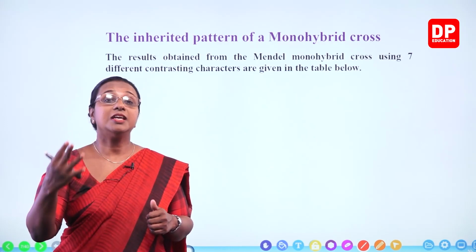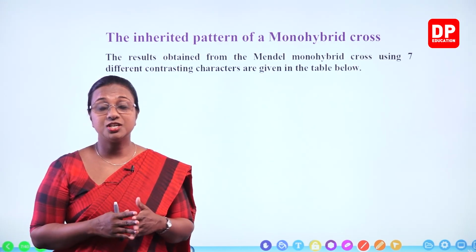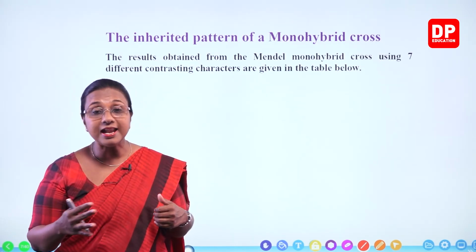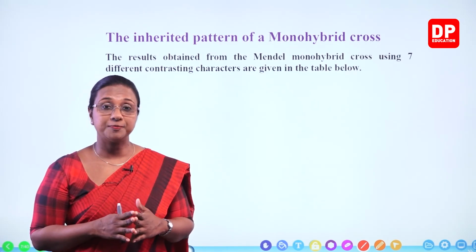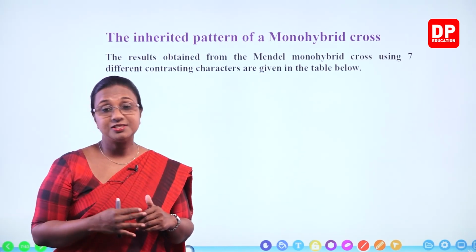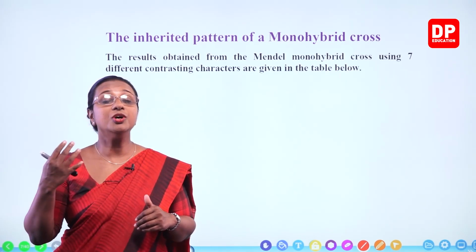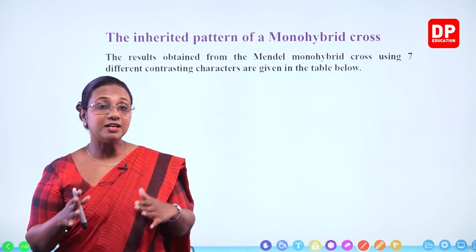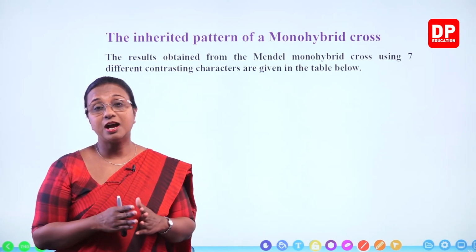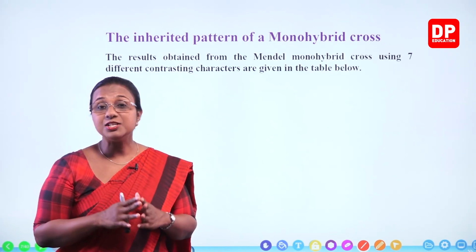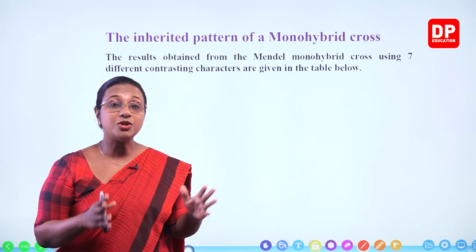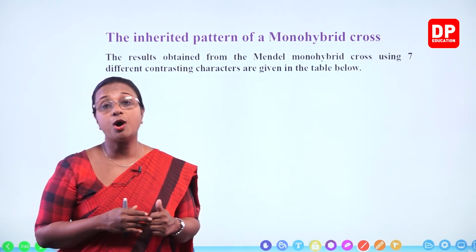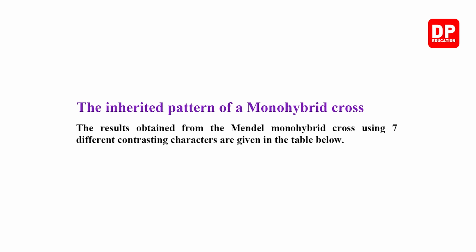Thereafter, he observed the second generation, where both the dominant and recessive characters were observed in the ratio of 3:1. You can remember there was an assignment where you were supposed to analyze the scientific method used by Gregor Mendel to carry out his experiment. Based on that, now we will try to understand what inheritance is based on Gregor Mendel's experiment and his observations. So, the inherited pattern of a monohybrid cross.